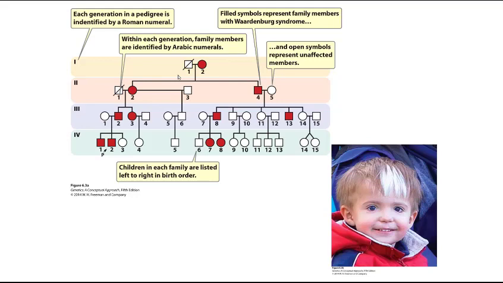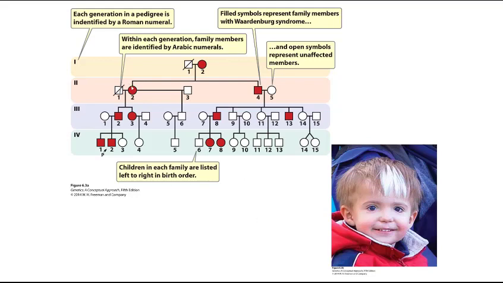Individuals who are affected with the trait or the disorder that is being investigated are colored in. These are colored in red, and you can see all of these individuals within the family show this particular trait, which is a genetic disorder called Waardenburg syndrome.